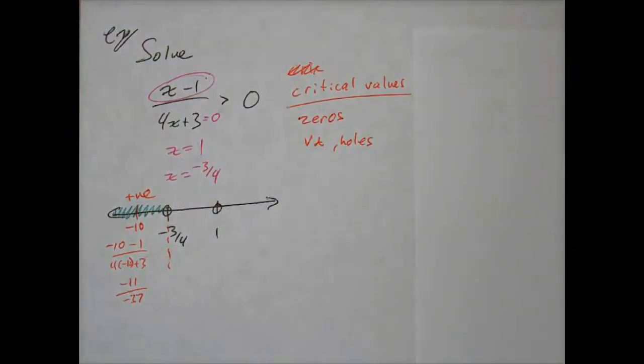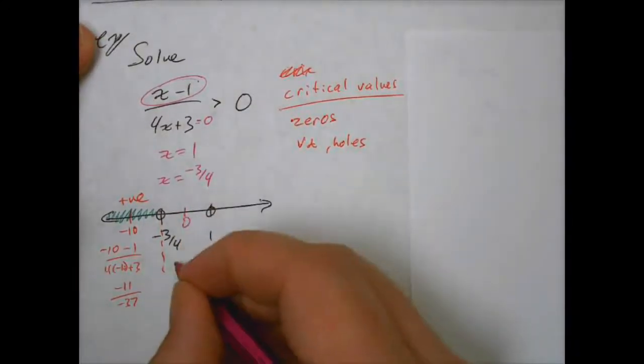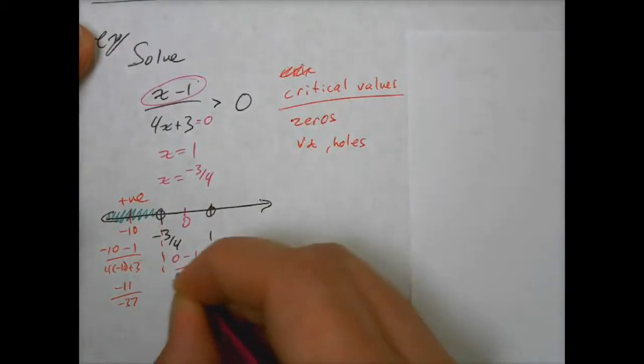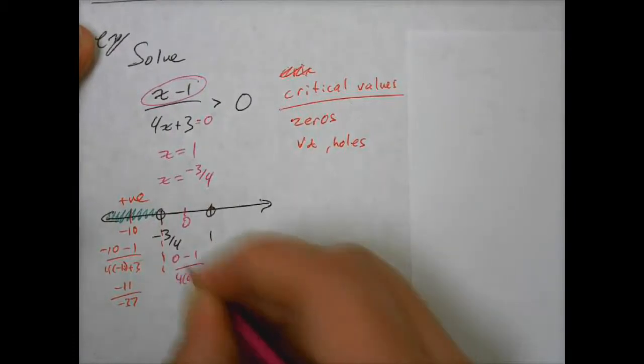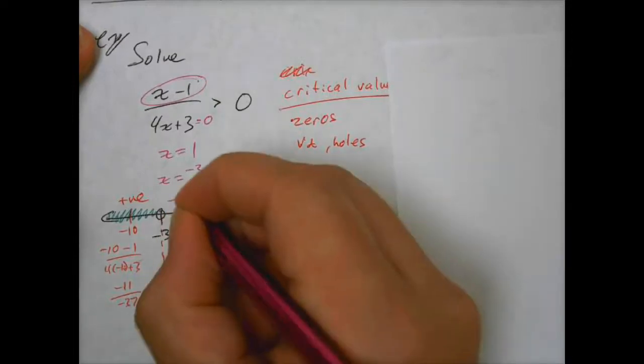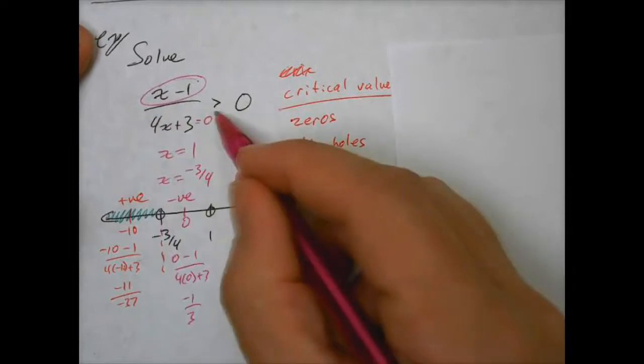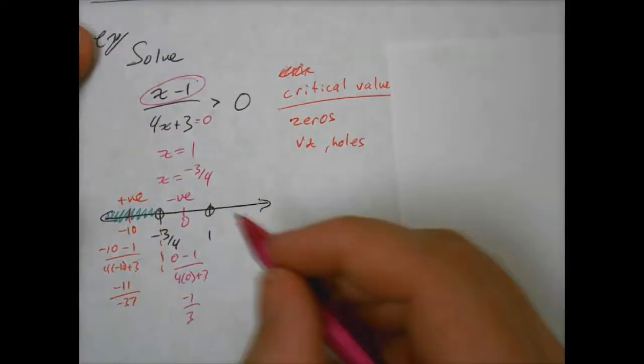Likewise, we can do the same thing between negative 3/4 and 1. Say we choose 0. If I put 0 into my function, I have 0 minus 1 over 4 times 0 plus 3. That is negative 1 over 3. This comes out negative. I do not want anything less than 0. It says my function needs to be greater than 0, so I do not want that interval.